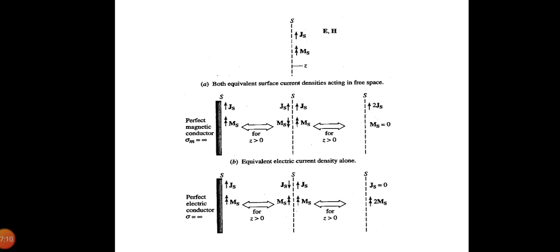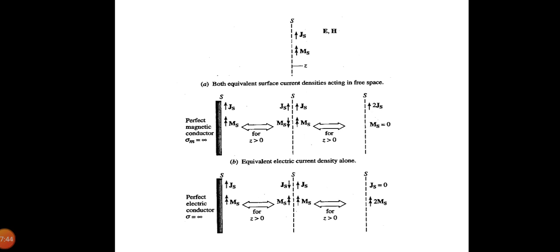Since the fields inside S are 0 in the equivalent problem, we are now free to introduce materials inside S. If a perfect electric conductor is introduced along S, Js will vanish, and this leaves the magnetic current density Ms radiating in the presence of the electric conductor, producing the external fields. Similarly, a perfect magnetic conductor, as you can see in this figure, can be introduced along S to eliminate Ms, leaving only Js.